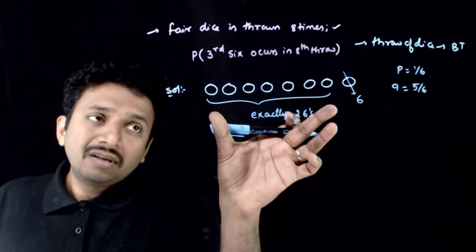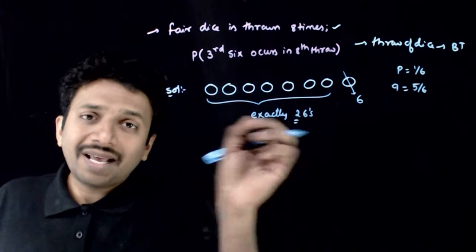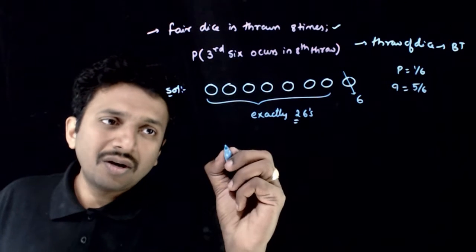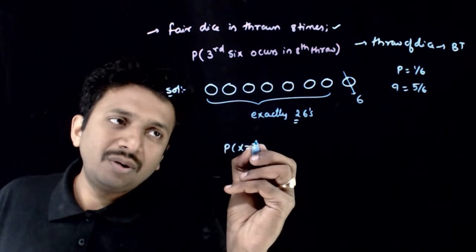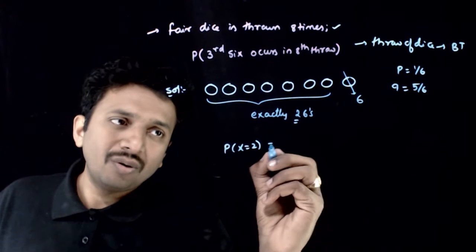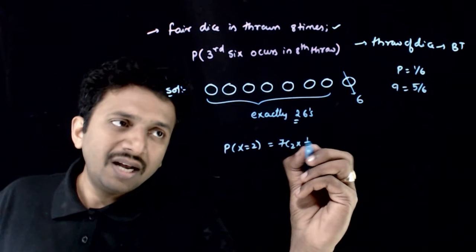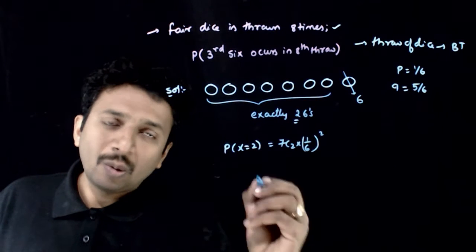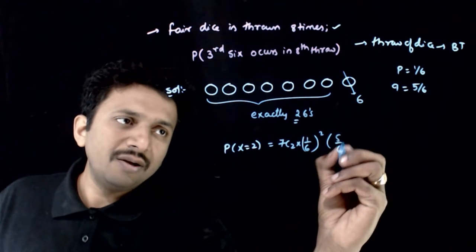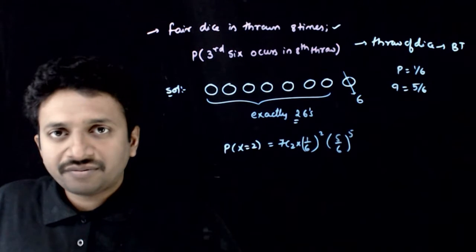Now, in the first 7 throws, you should get exactly 2 sixes. So what is the probability that x is equal to 2 in 7 throws? That's nothing but 7C2 into the success probability whole square into the failure probability whole power 5.